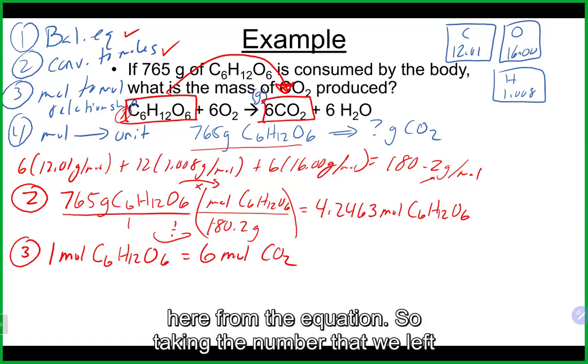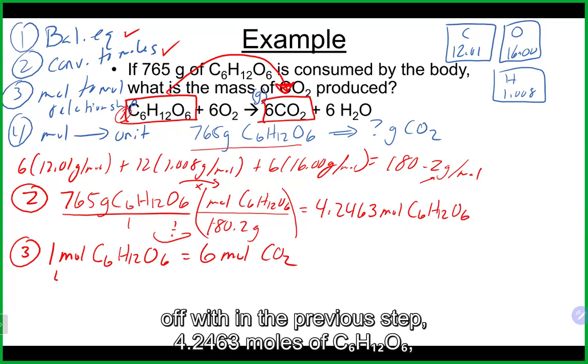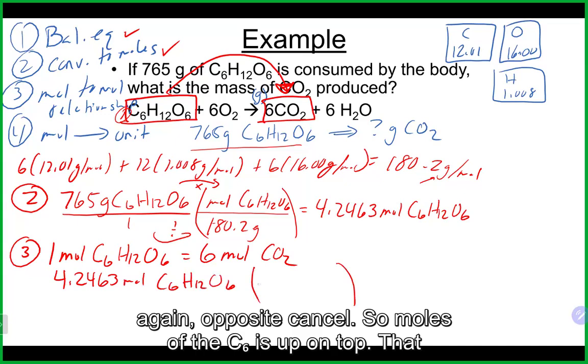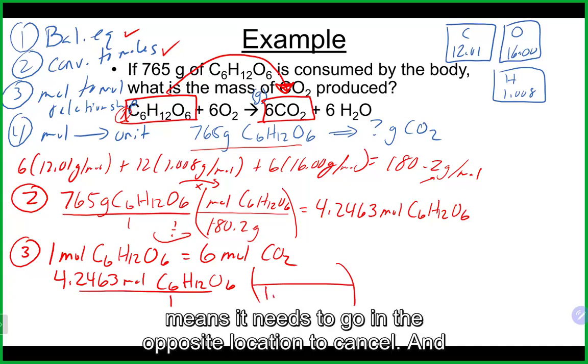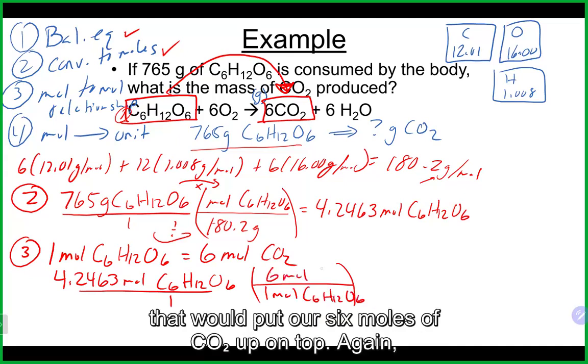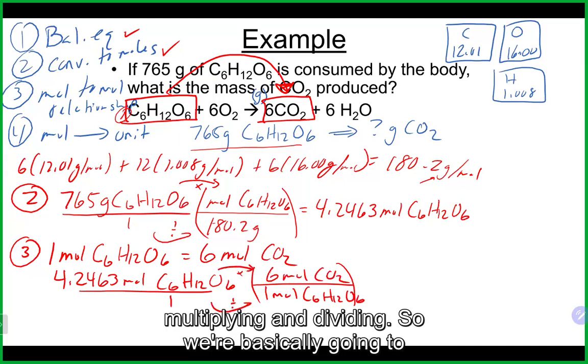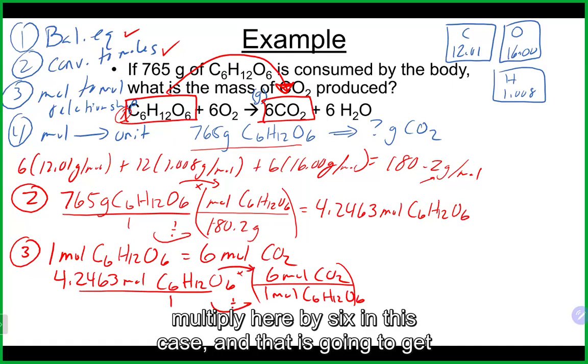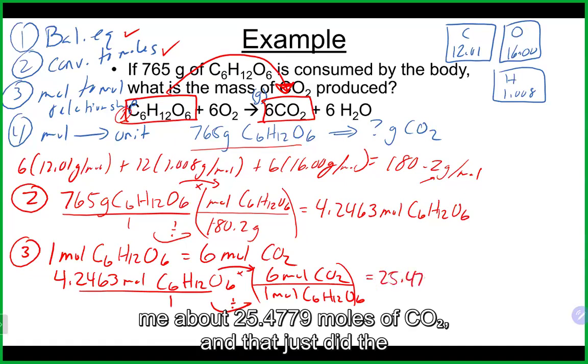Taking the number that we left off with in the previous step, 4.2463 moles of C6H12O6. Again, opposites cancel, so moles of C6H12O6 is up on top. That means it needs to go in the opposite location to cancel, and that would put our 6 moles of CO2 up on top. Again, multiplying and dividing. So we're basically going to multiply here by 6 in this case, and that is going to get me about 25.4779 moles of CO2.